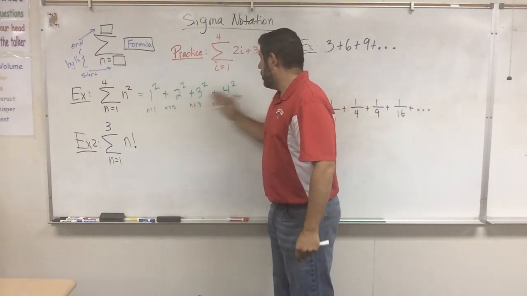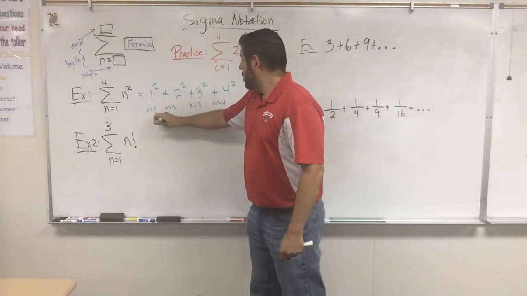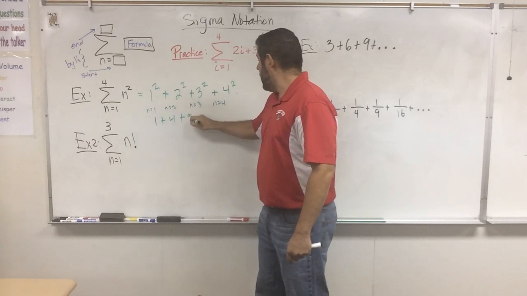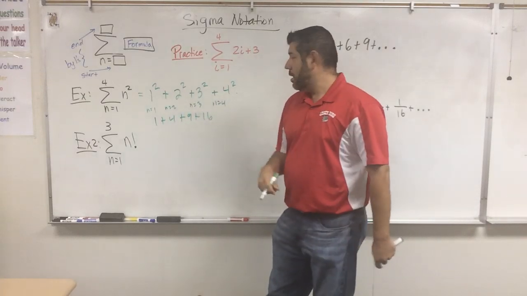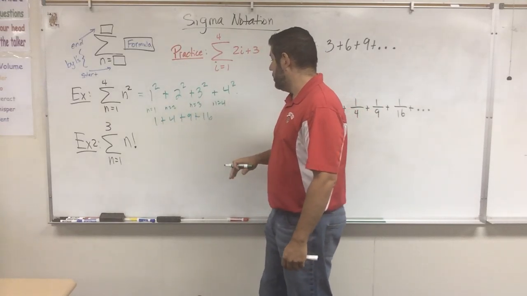So we're going to go ahead and add this up together here. We're going to get 1 plus 4 plus 9 plus 16. All right? So what's this? 1 plus 4 is 5, and 5 plus 9 is 14.